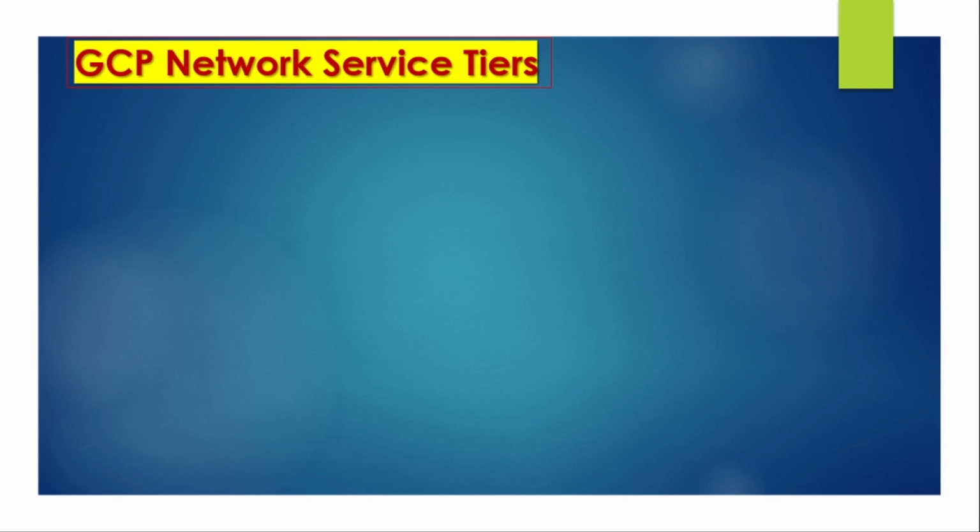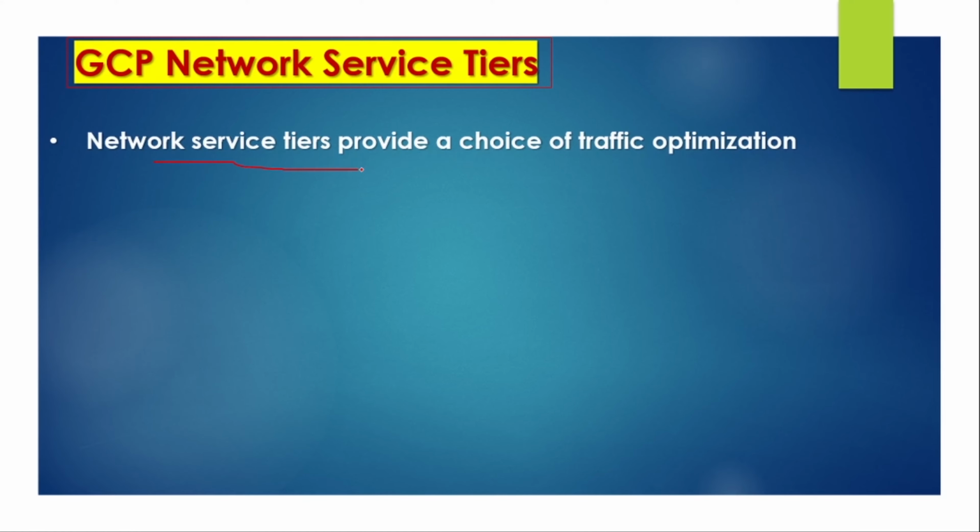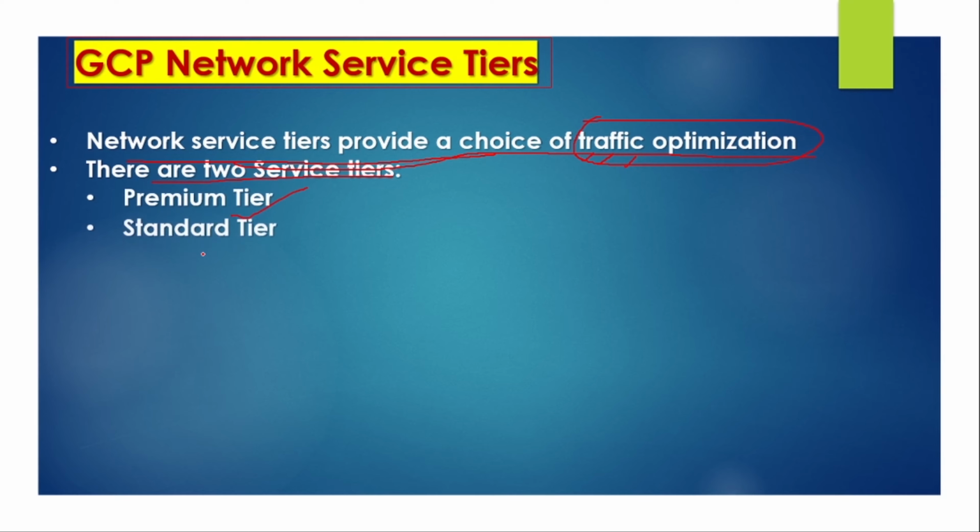Okay. So now let's go one step ahead and learn about the network service tiers. The network service tier provides a choice of traffic optimization. So what is traffic optimization? That means that you can customize the traffic based on the network services that you choose. What kind of performance you need from your network service, you can choose by using GCP network services. There are two types of service tiers. One is the premium and the other is the standard tier.